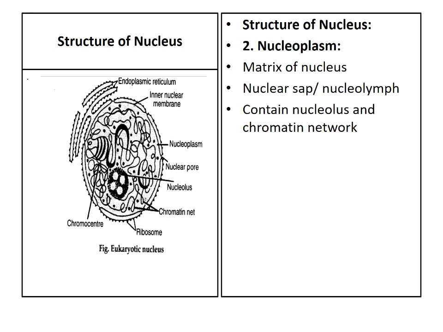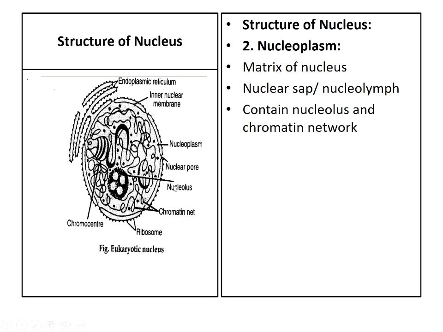So next is the second part, that is the nucleoplasm. It is the matrix of the nucleus. The nucleoplasm is also called nuclear sap or nucleolymph. So this is the inner part that is called nuclear sap or nucleoplasm. And this nucleoplasm contains the nucleolus and chromatin reticulum. So this is the nucleolus we might observe in the nucleoplasm, and also the chromatin networks.